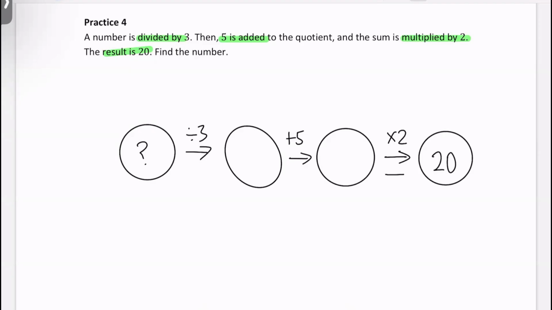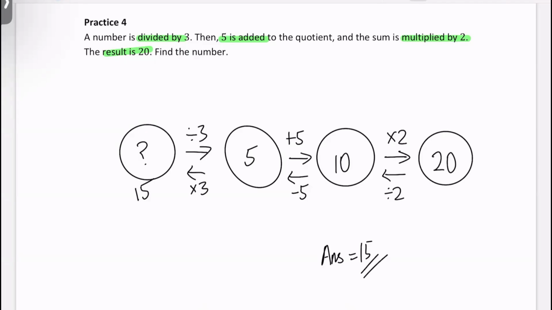Okay, so working backwards, times 2 will just become divide by 2. What's 20 divided by 2? And now working backwards, plus 5 becomes minus 5. What's 10 minus 5? 5. Okay, and then we have divide by 3, which becomes times 3. So what's 5 times 3? 15. Very good. So the answer is just 15.